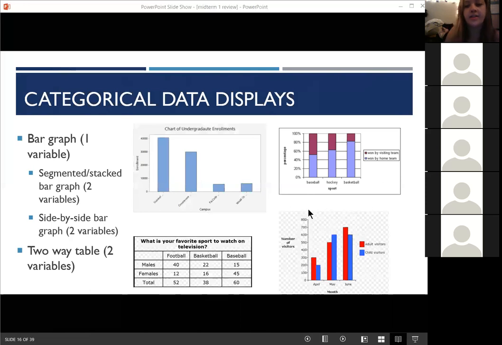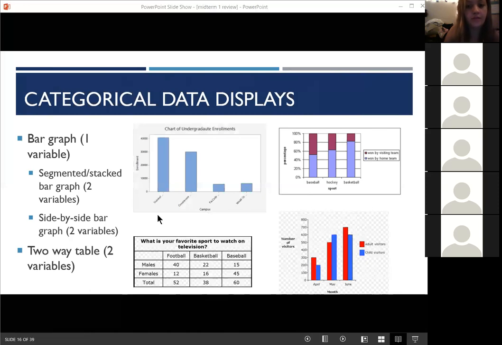And then the other two that I just have represented here, segmented or stacked or side by side, are just if you want to represent two variables in different ways. So obviously you just stack them here for a stacked bar chart, and here you just put them side by side so you can compare them. So it's just another visual way to compare the frequency of a categorical variable in this case. And a two-way table is a good way to represent the relationship between two variables too.